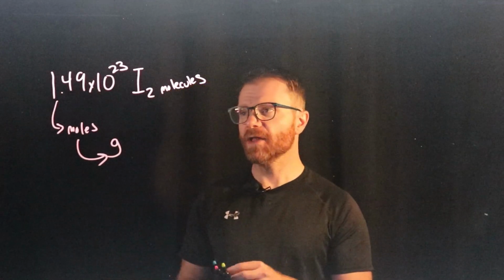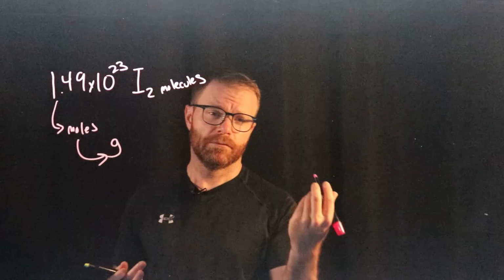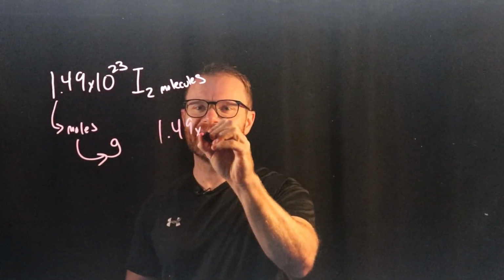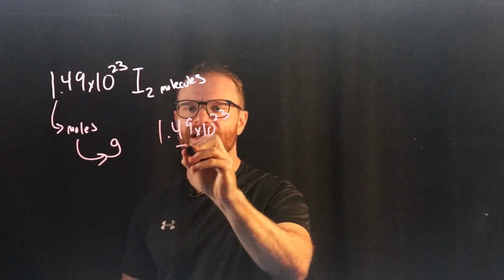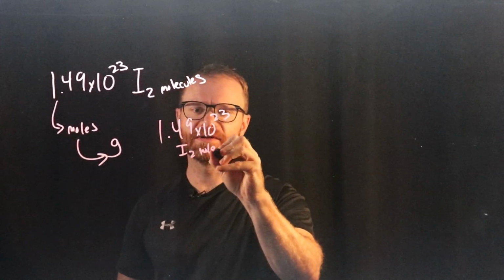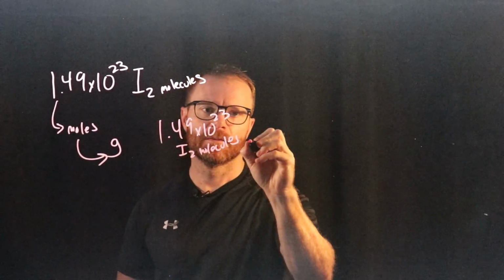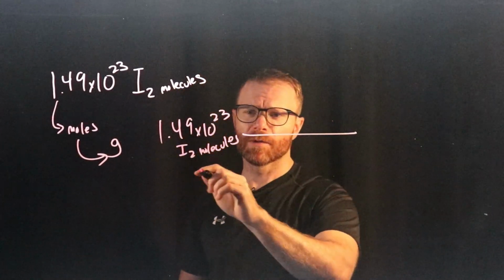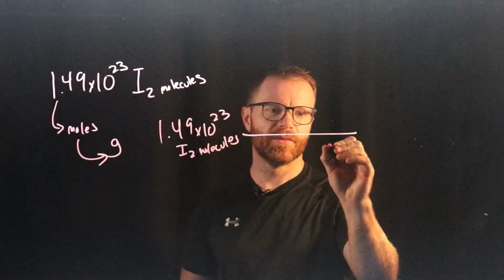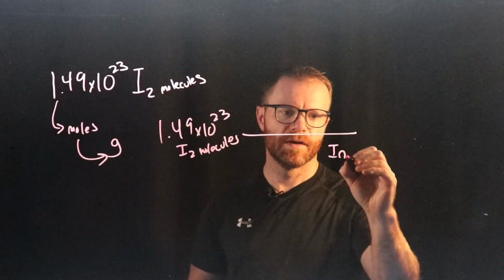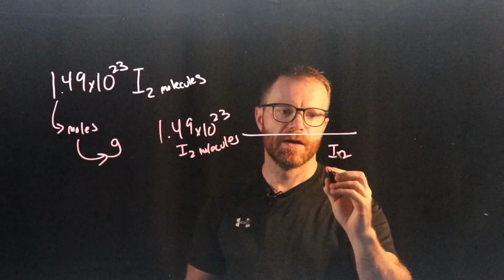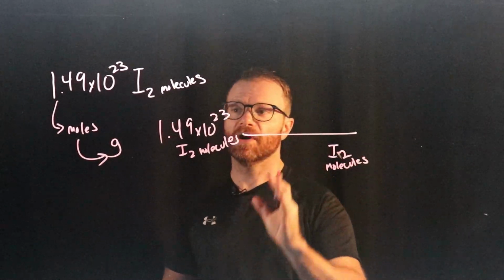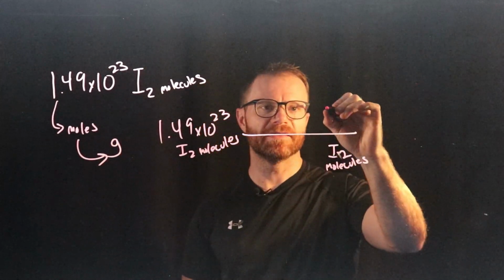Okay, so let's do that. So let's start, as always, with conversion factors. 1.49 times 10 to the 23rd I2 molecules. We're going to multiply that by a blank conversion factor. What we're trying to get rid of is I2 molecules. I2 molecules. The thing we're trying to get is moles of I2.